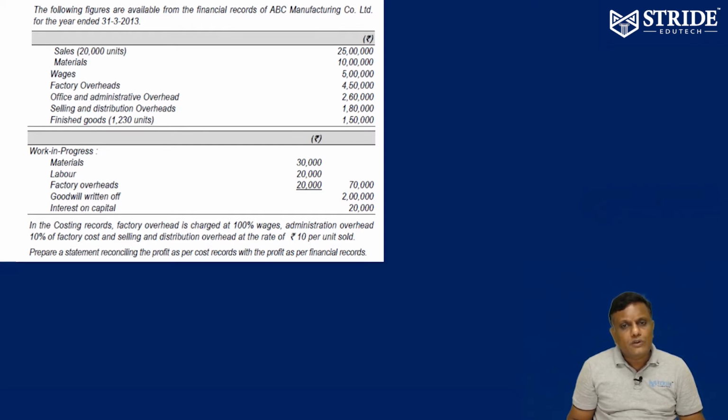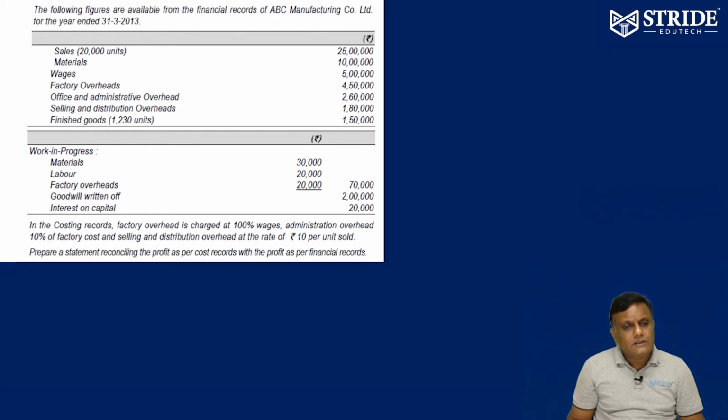Finished goods 1,230 units, 1.5 lakhs. Work in progress: material 30,000, labor 20,000, factory overheads 20,000, therefore WIP 70,000. Goodwill written off 2 lakhs, interest on capital 20,000. These are only financial items.